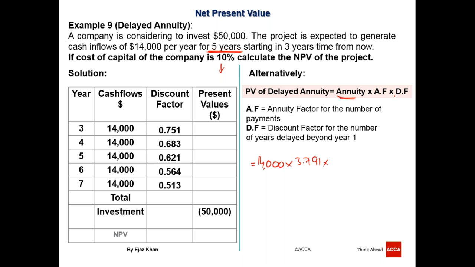3.791. Okay. Then we need a discount factor. So it is starting from year three, so we need a discount factor for year two. 0.826, yeah. So what's the present value? 43,839, I mean 1.839, and the investment is 50,000. So there will be a negative NPV of 6,161 dollars, right? I hope it's clear now.